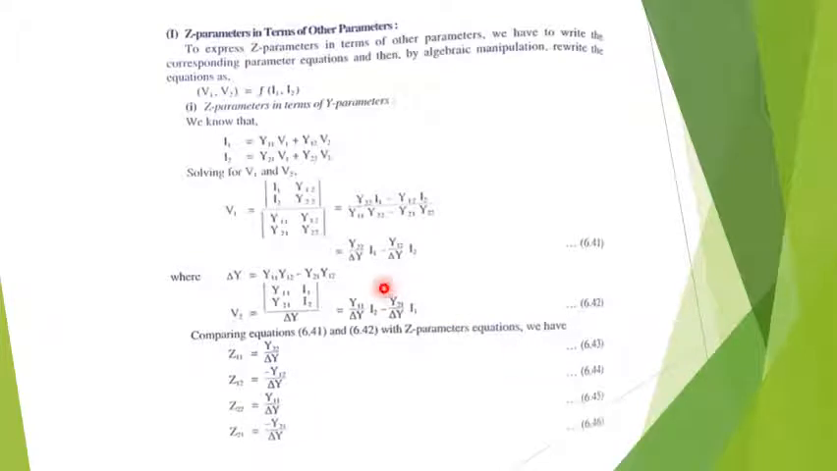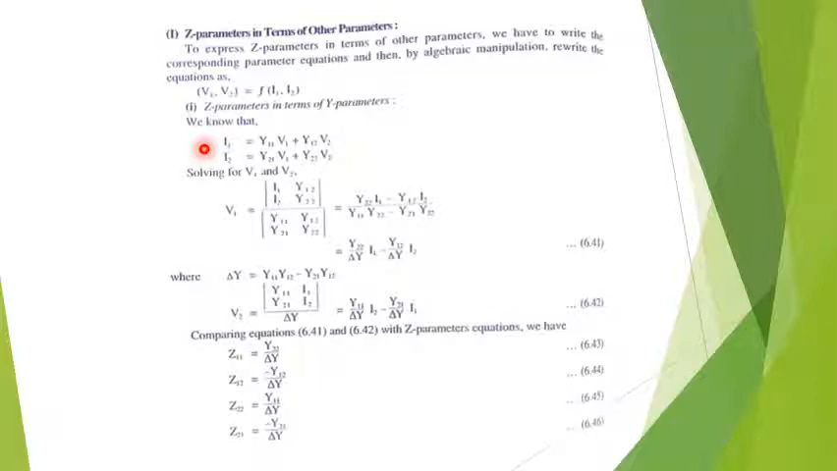Here, you can derive all these equations. For example, Z parameters in terms of Y parameters, Z parameters in terms of hybrid parameters, Z parameters in terms of transmission parameters. So one way is that you just memorize all these equations, or you can derive them on your own also. Here, for example, I have tried to derive the equations for Z parameters in terms of the Y parameters. Now, what are the equations in terms of the Y parameters?